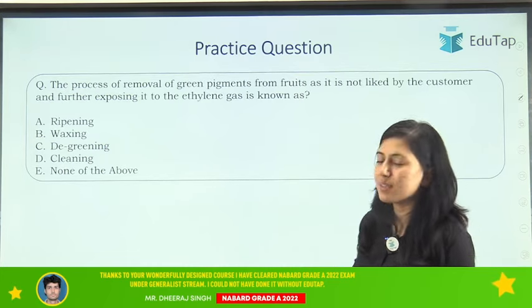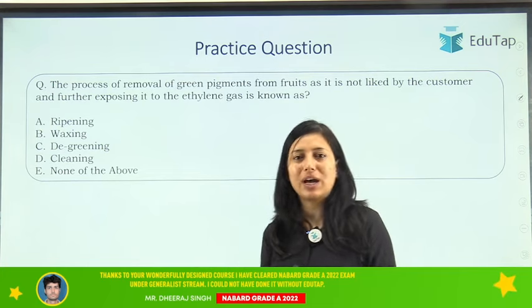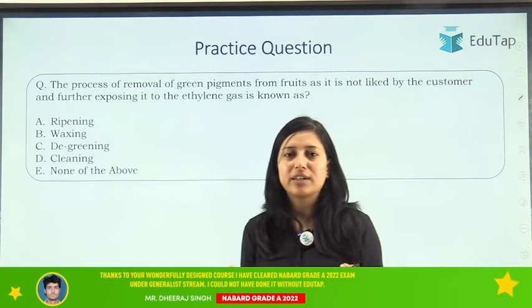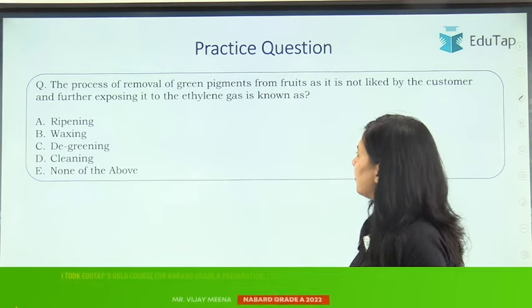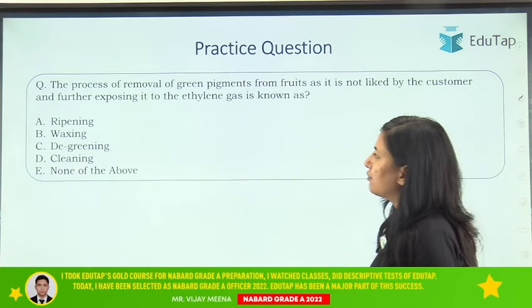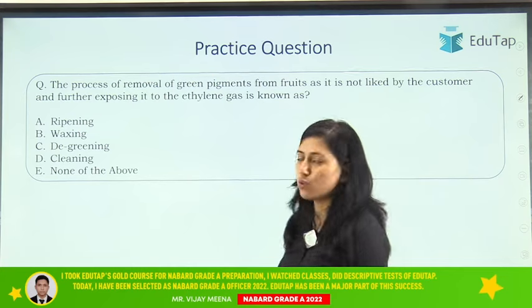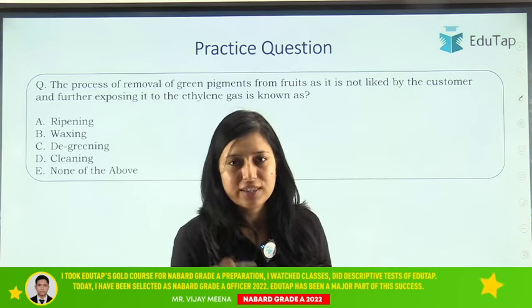Then the last question, that is the practice question for you, and this is the question that was asked in NABARD Grade A. Okay, so you have to practice this and let me know the answer of this question in the comment box. The question says the process of removal of green pigment from the fruit as it is not liked by the customer and further exposing it to ethylene gas is known as. Now these are the options and you have to let me know the answer in the comment box.